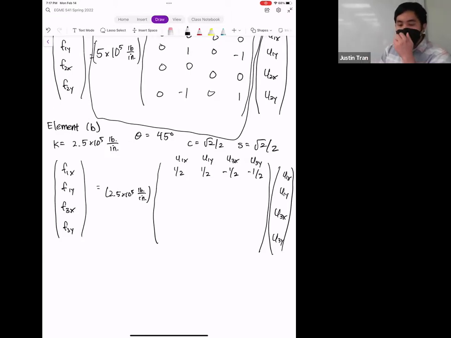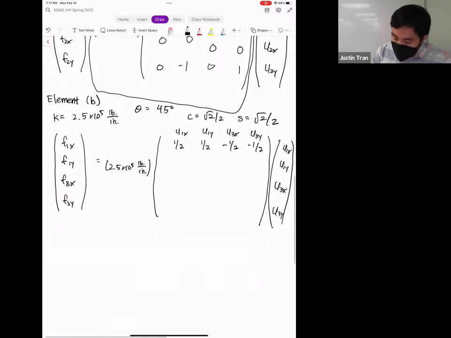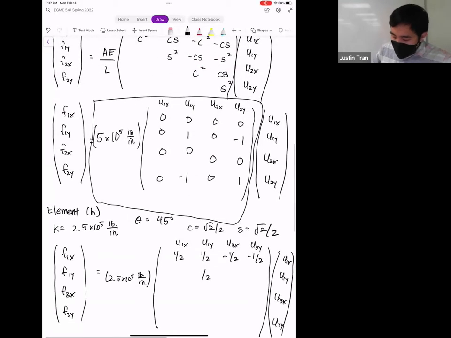All right, and so that's the first row. Second row, we're starting off with a sine squared, and so sine squared is going to be root 2 over 2 squared, and so that's again going to be 1/2. Then we have a minus cosine sine, and so that's going to be a minus 1/2. We have a minus sine squared, which is going to be a minus 1/2.